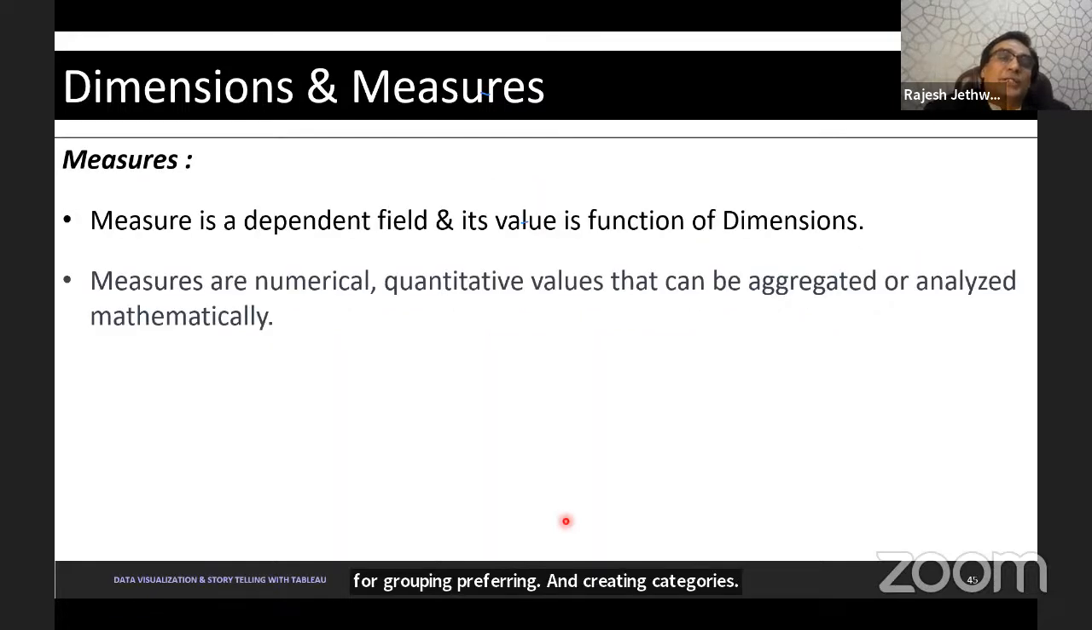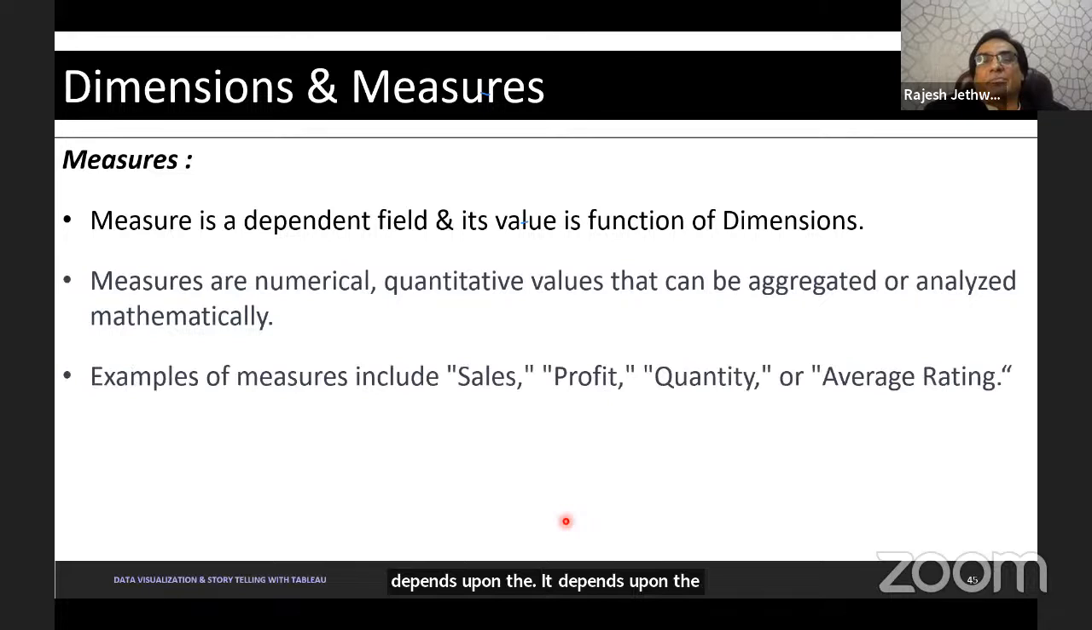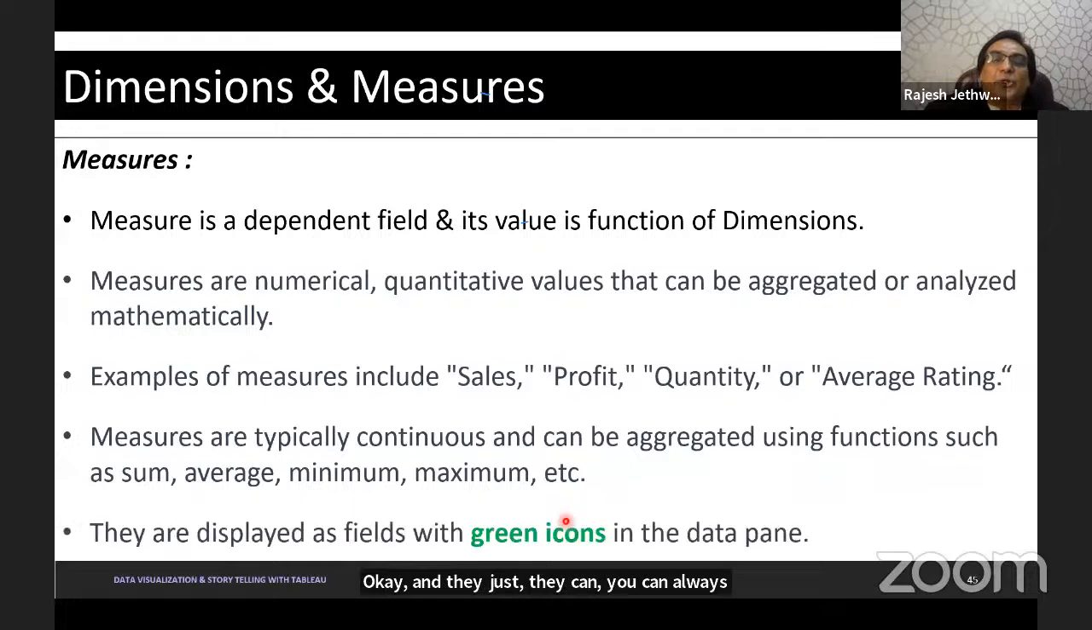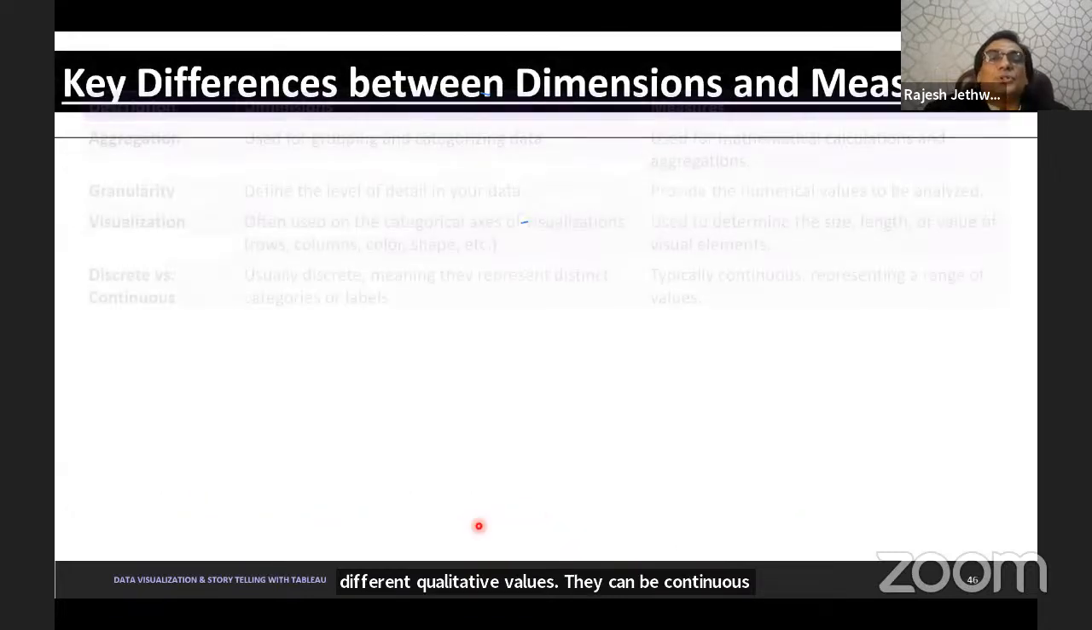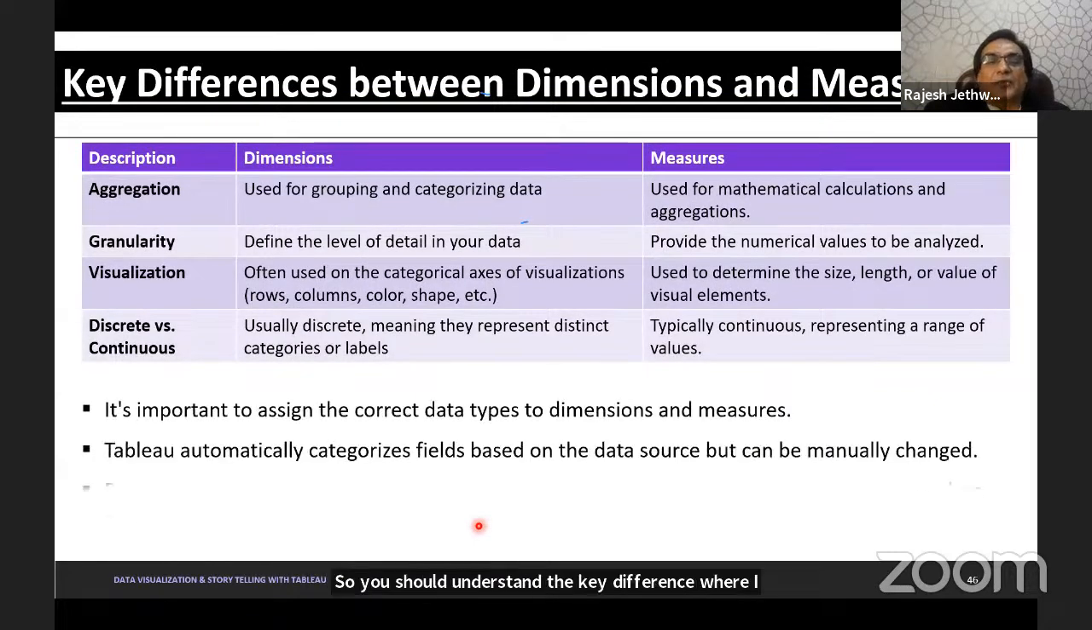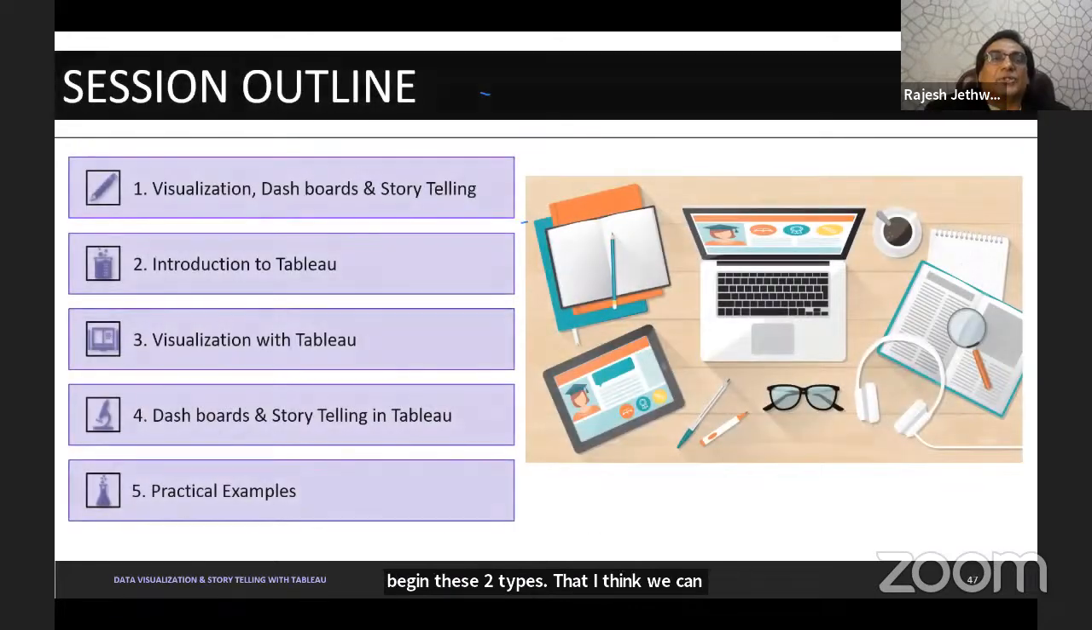When we talk of measure, it is a dependent field which depends upon the dimension. They are numerical in value, quantitative. They can be aggregated, like sum, average, everything. You can do all this with measures. They can be continuous and discrete, and they are always represented as green icons. So you should understand the key difference between these two types. That I think we can cover later, because we are running short of time.